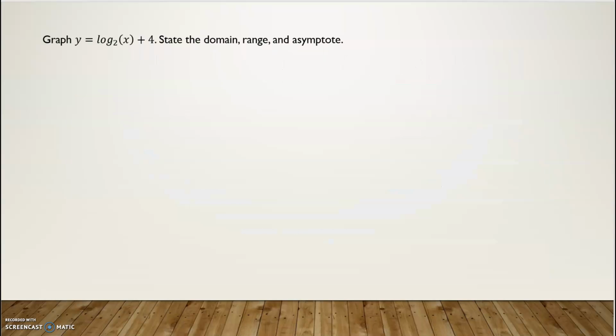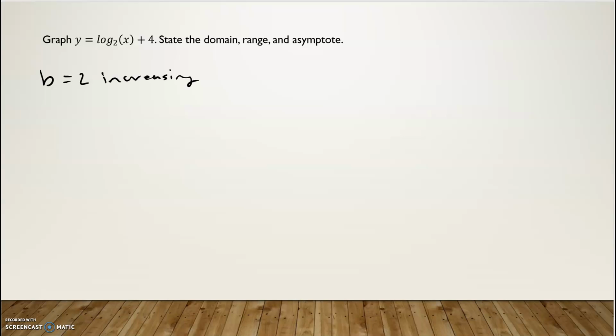So let's look at this right here. So we got log base 2 of x plus 4. We'll say the domain, the range, and the asymptote, and we're going to graph this thing as well. Okay, so b is equal to 2, so that means that we're going to have an increasing function.